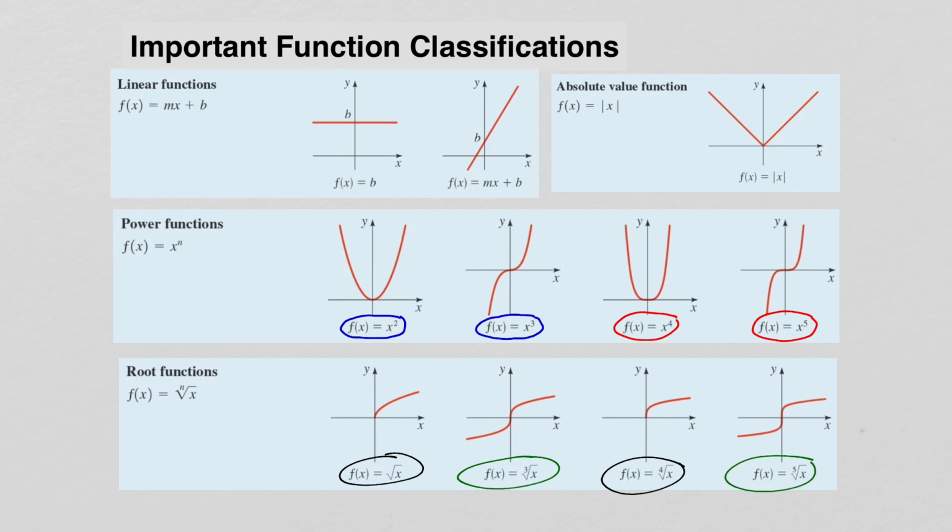Now, the reason the odd roots and the even roots look a little bit different is because when you have an even root, you're not allowed to plug in a negative number. But when you have an odd root, you are allowed to plug in a negative number. And that's why you have a piece of the graph over here on the cube root function, but you do not have the piece of the graph over here on the square root function.